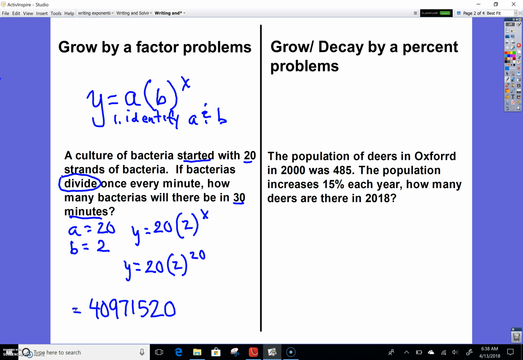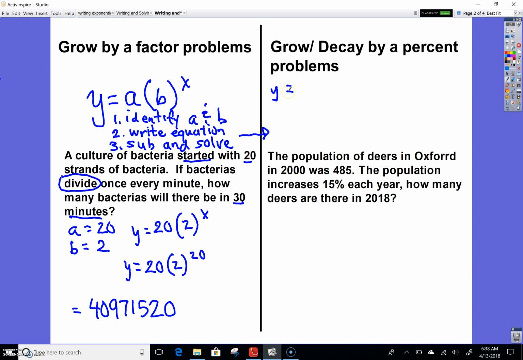Now the next problem is a growth or decay problem, remember? Step 2 is write the equation, and the third part is substitute and solve. These three steps are the same for this one right here.